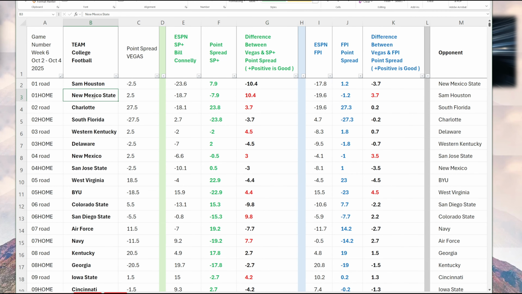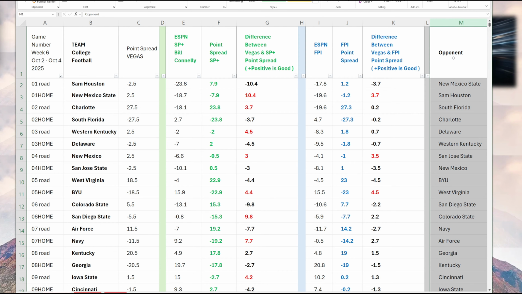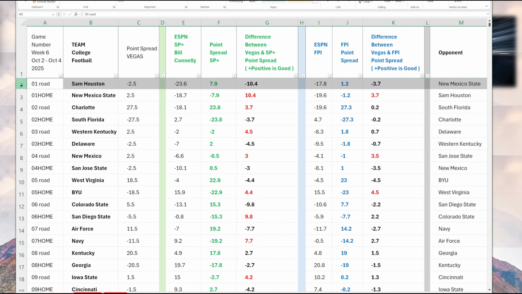In the case of New Mexico State, in their game 1, they're at home. According to ESPN's SP Plus power rating, they are rated 10 points higher than Vegas rates them. So there's a 10-point advantage based on this number. According to FPI, it's a 3.7 advantage. So it's worth taking a look. And in the final column, I have the opponent. The reason is that if you're sorting based on different columns, you're going to have all the information that you need in one row.